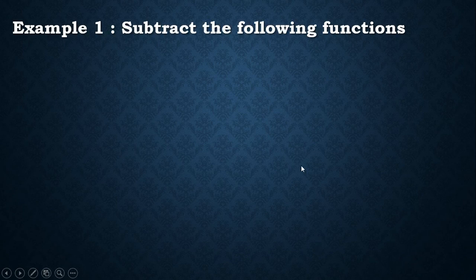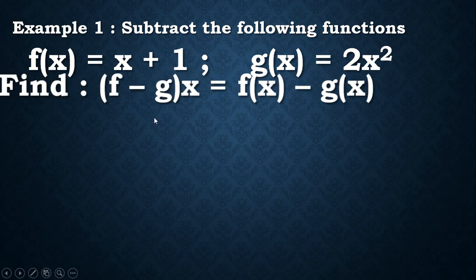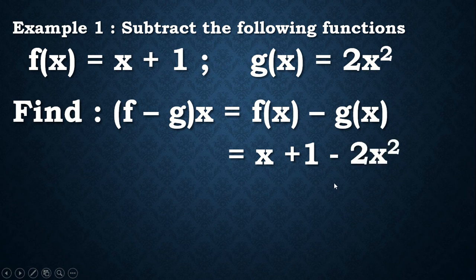Let's take example number 1. Subtract the following functions. We have f of x is equal to x plus 1, and g of x is equal to 2x squared. We have to find the quantity of f minus g of x, that is equal to f of x minus g of x. Copy first the f of x, which is x plus 1, subtracted by the g of x, which is 2x squared. This will be the operation for our topic, which is subtraction.